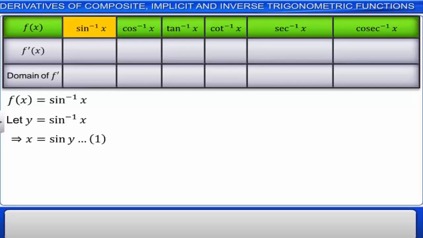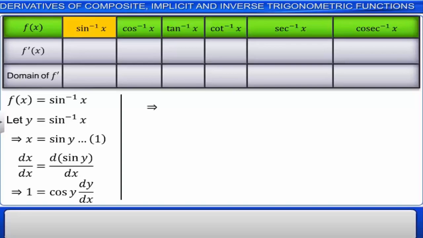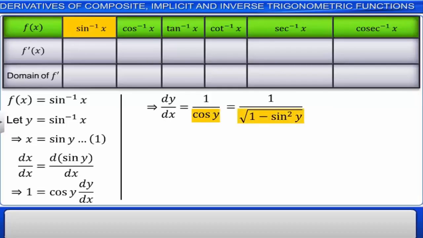Now, let's differentiate both the sides with respect to x. Using the chain rule, the derivative of sin y with respect to x is equal to cos y into dy by dx. This implies that dy by dx is equal to 1 divided by cos y. Let's write cos y is equal to the square root of 1 minus sin squared y.